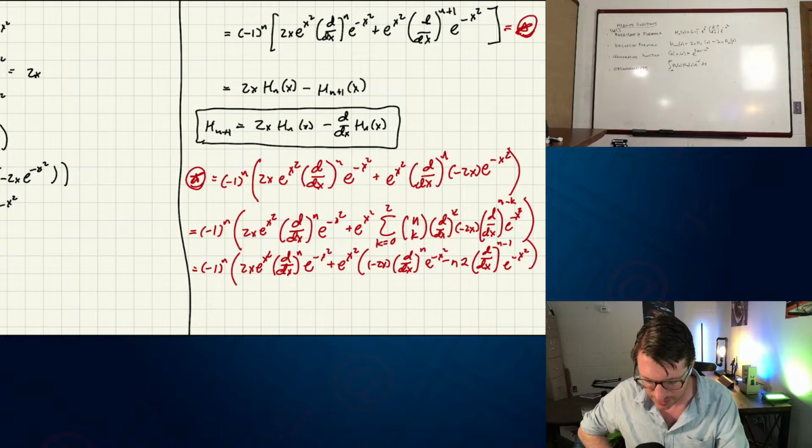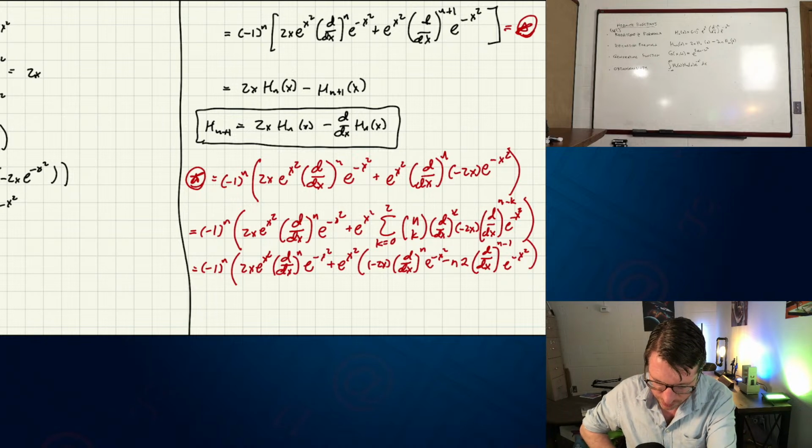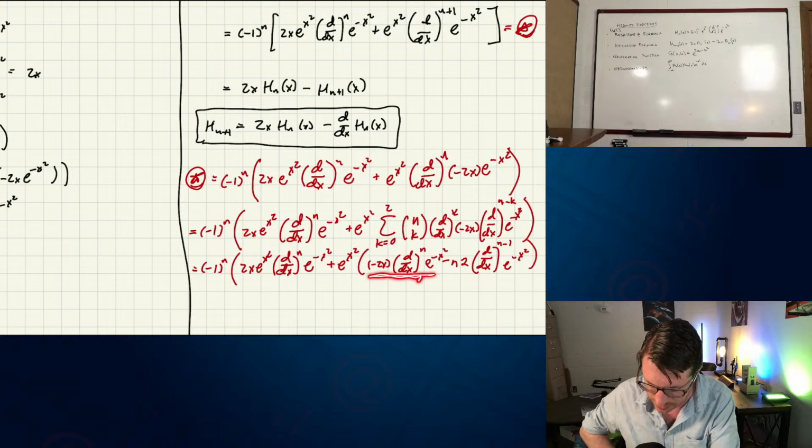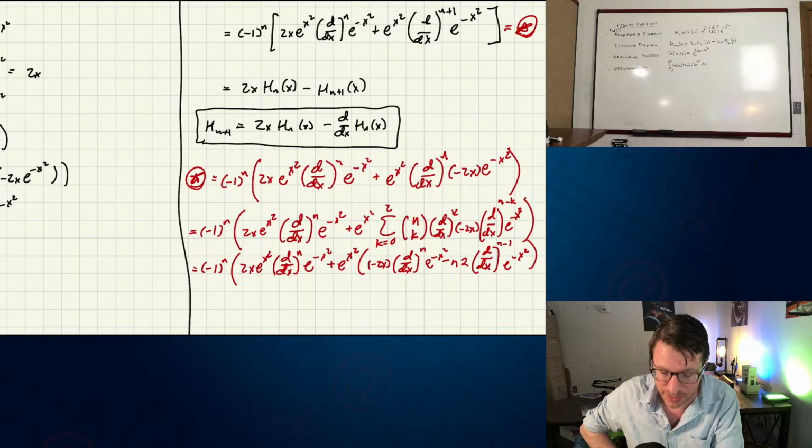Okay, so now let's start taking a closer look at things. If we look at this term, it's going to be e to the x squared times minus 2x times n derivatives of e to the minus x squared. You notice that lines up exactly with this term here. So that's nice because this term and this term end up canceling. And what you're left with is this guy.